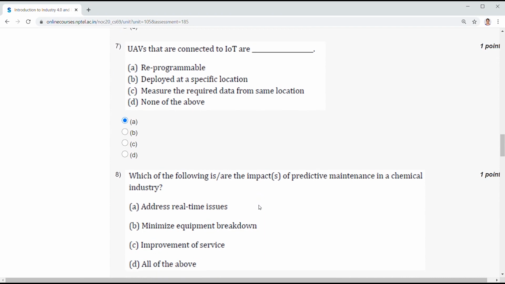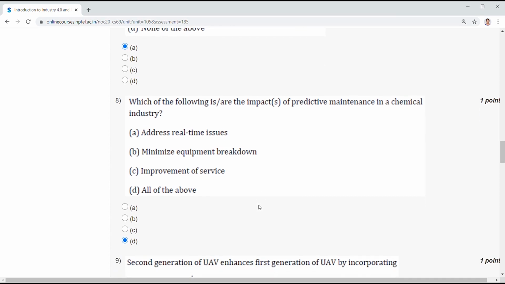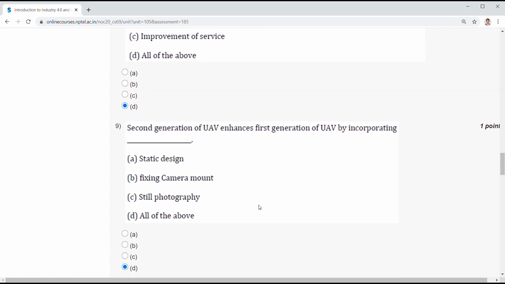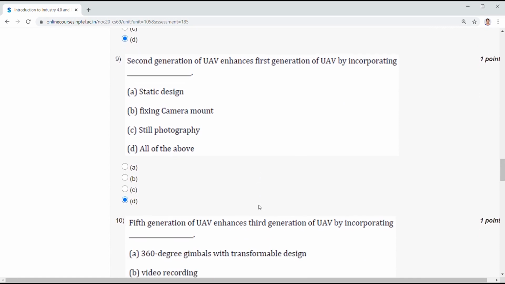Coming to the eighth question, which of the following are the impacts of predictive maintenance in a chemical industry? A, address real-time issues. B, minimize equipment breakdown. C, improvement of service. D, all of the above. And the correct answer is all of the above. Ninth question. Second generation of UAV enhances first generation of UAV by incorporating. And the options are A, static design. B, fixing camera mount. C, still photography. D, all of the above. And the right answer is D, all of the above.